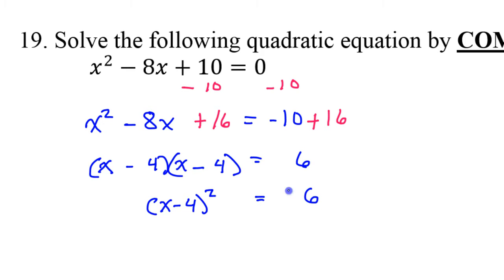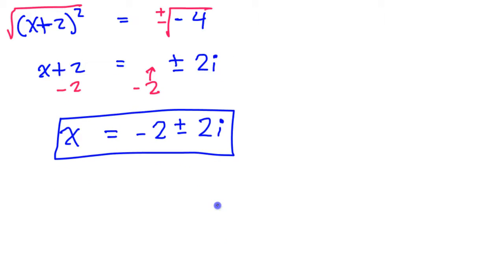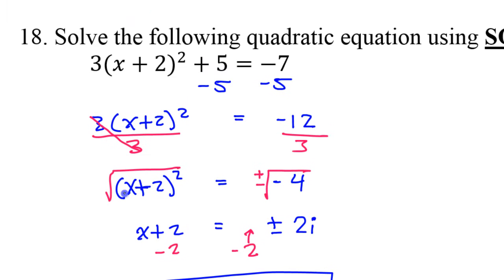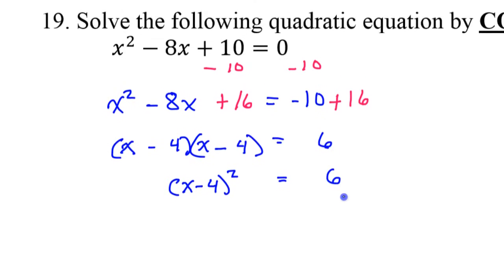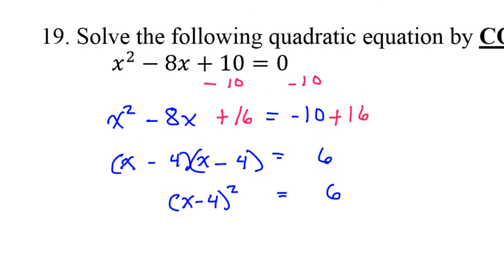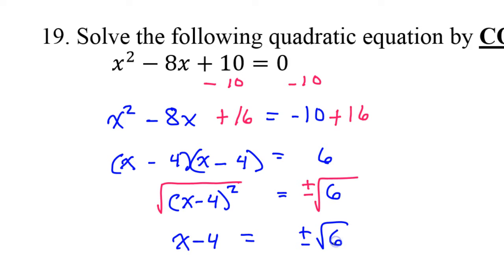So now you can see how this is shaping up to be just like when we solved by taking square roots. So in fact, that is what we're going to do. To unsquare this, we will take the square root of both sides. Don't forget your plus or minus. So that's going to leave us with x minus 4 is equal to plus or minus radical 6.